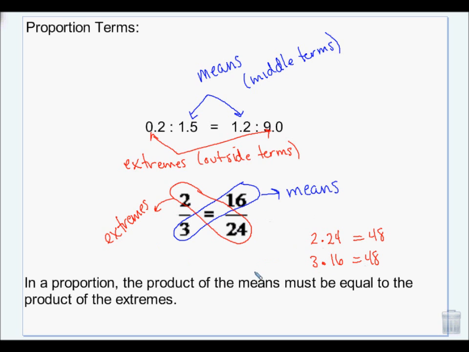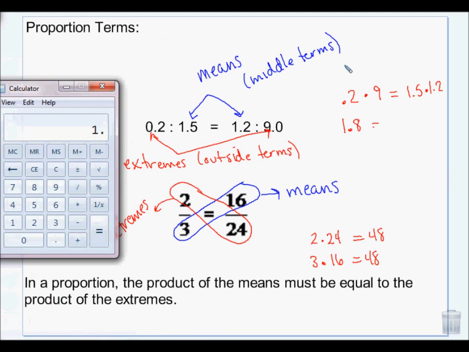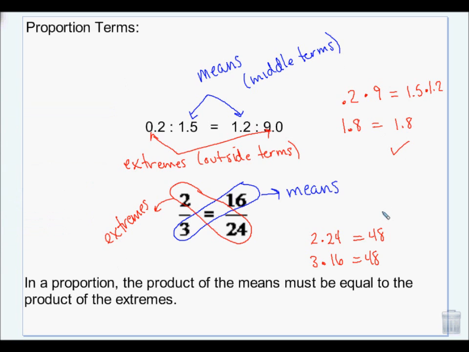If you have a proportion like this, 0.2 times 9 has to equal 1.5 times 1.2. 0.2 times 9 is 1.8, and 1.5 times 1.2 is 1.8. So that is true. If it's presented this way, you multiply the two outside numbers and the two inside numbers. If it's presented as fractions, you cross multiply.